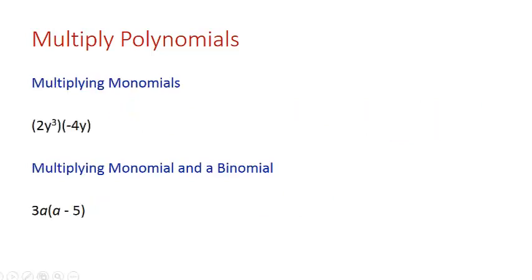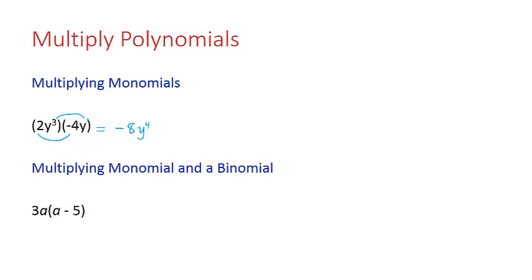Here are some more examples. Let's first multiply some monomials and then we'll apply it again. 2y cubed times negative 4y. That is the same thing as multiplying the coefficients, 2 times negative 4, which is negative 8. Y cubed times y. Those are like bases, so we add their exponents to get y to the 4th.